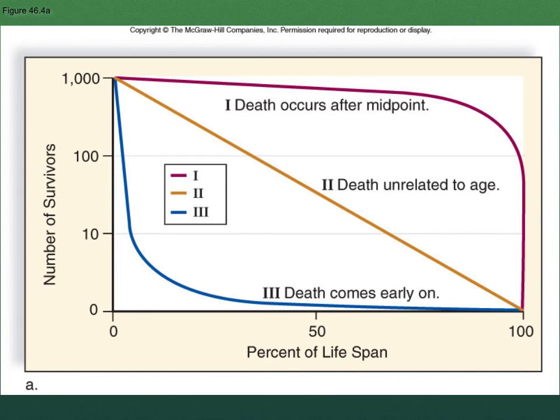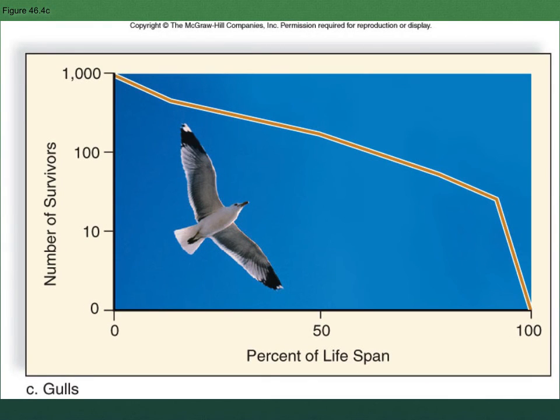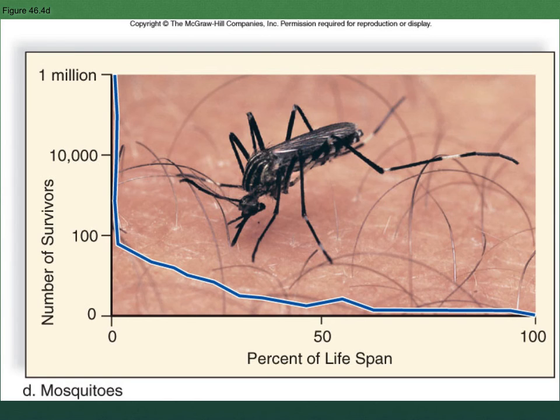Some examples of organisms that have different types of these curves. So grasses, bluegrass here specifically, would be considered a type 1 curve. Additionally, humans are considered type 1, meaning late loss. Birds are the most common example of a type 2 curve where death is unrelated to age. And finally, most insects are really good examples of early loss, or type 3 curves.